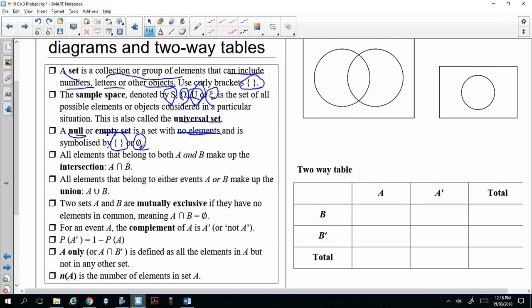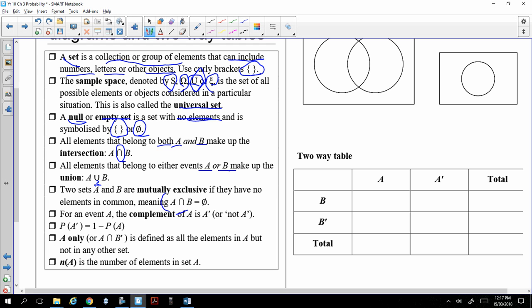And then there's this notation. This means intersection, means elements that belong to both A and B. Union, which looks like a U, means elements that belong either to A or B. Two sets are mutually exclusive if they have nothing in common. So the intersection is an empty set.